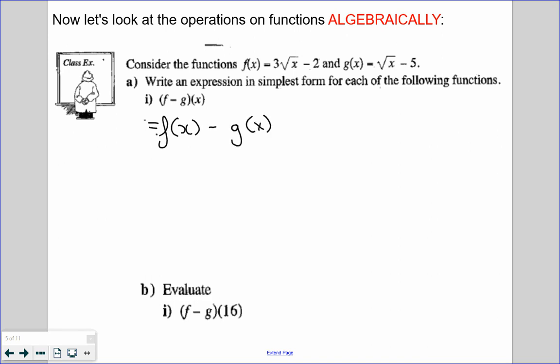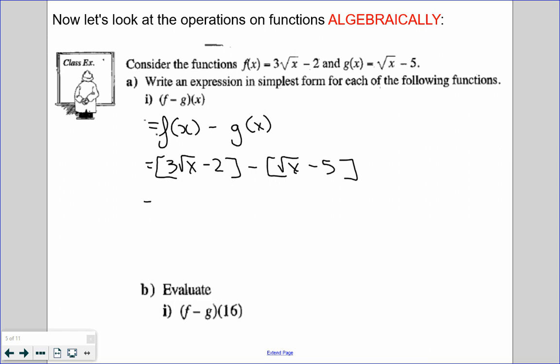Now what you need to remember is that f and g are representing functions. They're their own separate equation. So I want to take this equation and minus off this equation. So it's very important that you remember you're not minusing off terms, you're minusing off an entire equation.